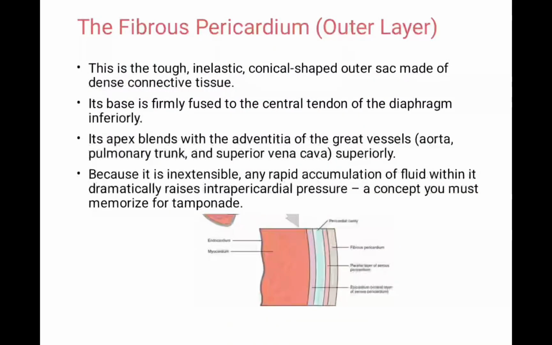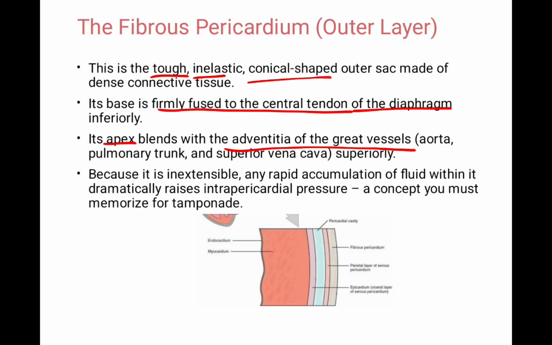Now the fibrous pericardium, which is the outer layer, is a tough, inelastic, conical shaped outer sac made up of dense connective tissue. Its base is firmly fused inferiorly with the central tendon of the diaphragm. Its apex blends with the adventitia of the great vessels. We're talking about the aorta, the pulmonary trunk, and superior vena cava superiorly.